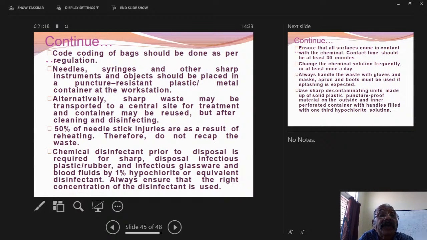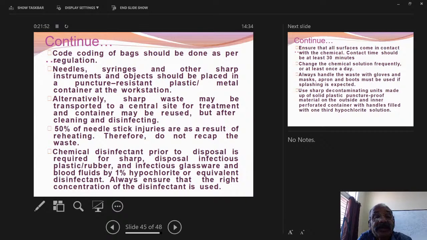Coding of bags should be done as per the color coding regulation. Needles, syringes, and other sharp instruments and objects should be placed in a puncture resistant plastic or metal container at the workstation. Alternatively, sharp waste may be transported to a central site for treatment, and the container may be reused but after cleaning and disinfecting. 50% of needle stick injuries are a result of recapping, therefore do not recap the waste.